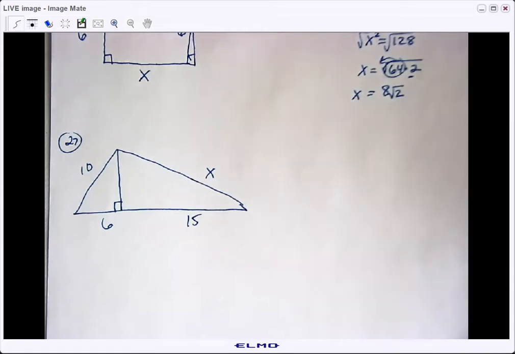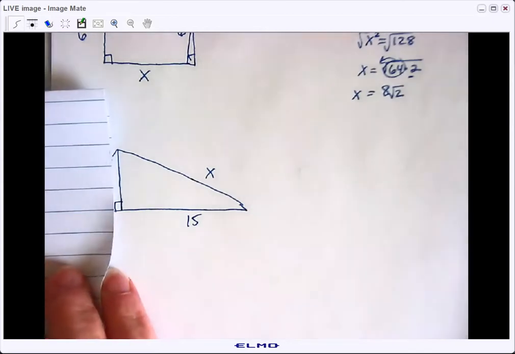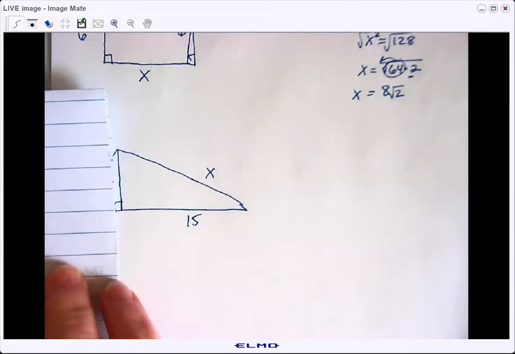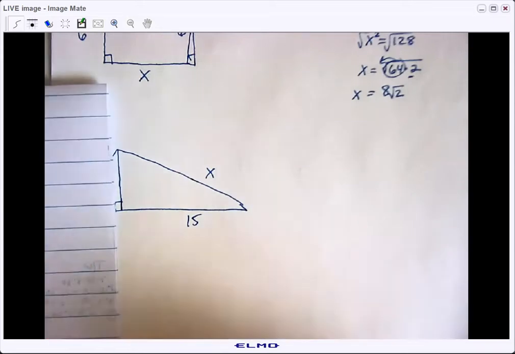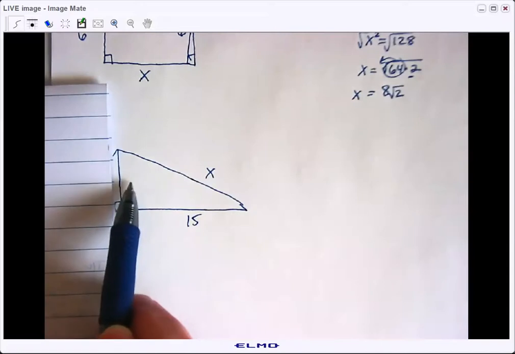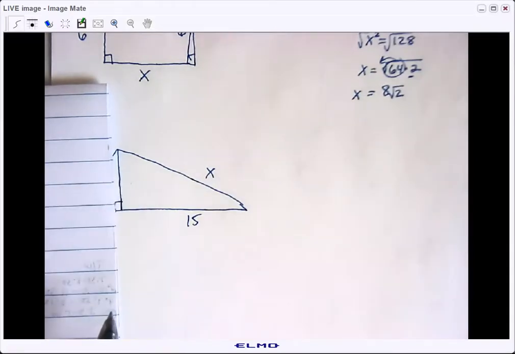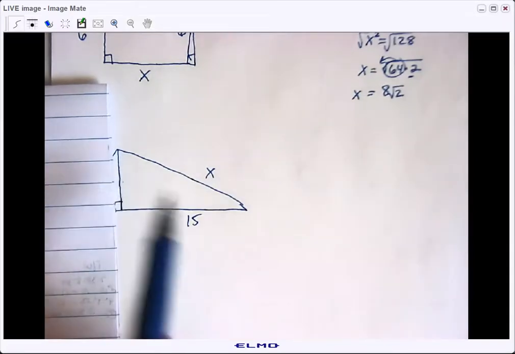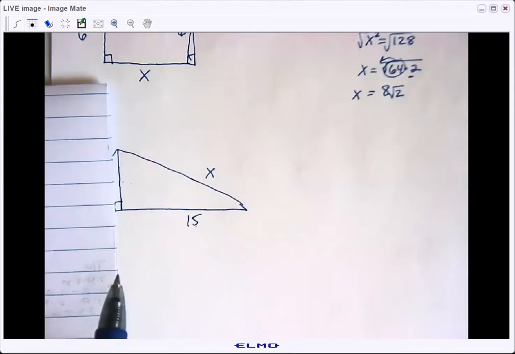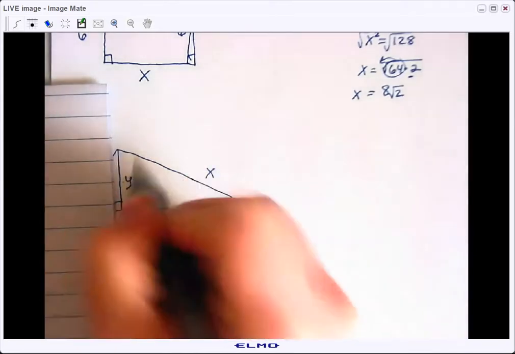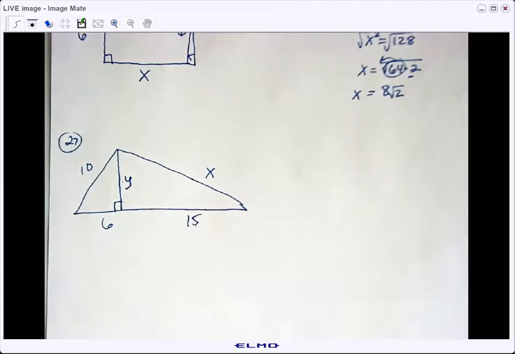Okay. So if I want to isolate my triangle to find x, it would look like that. But I can't find x until I know this other leg, because I would have to have something squared plus 15 squared equals x squared. So let's call this y, because we can.